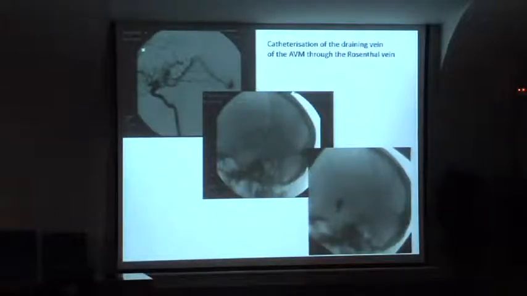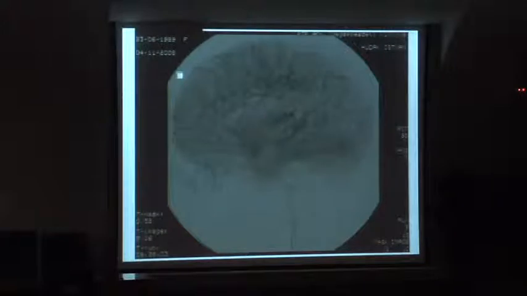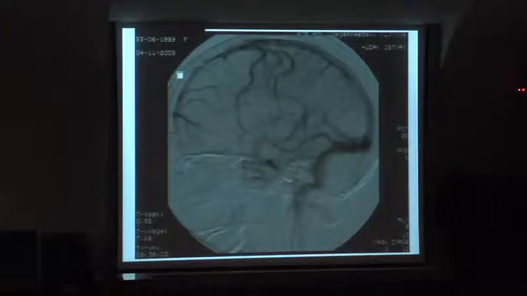And you can see the procedure of embolization of the AVM, catheterization of the draining vein of the AVM through the Rosenthal vein. And the result is unbelievable. It's only 1 procedure, and you can see the absolute disappearance of the AV malformation.